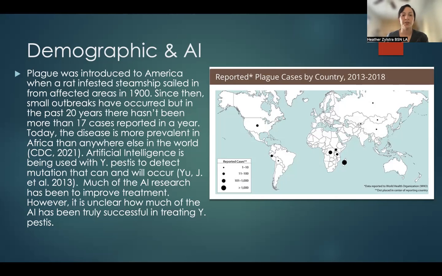Artificial intelligence is being used with Y. pestis to detect mutation that can occur and will occur. Much of the AI research has been to improve treatment. However, it is unclear how much of the AI has been truly successful in treating Y. pestis.